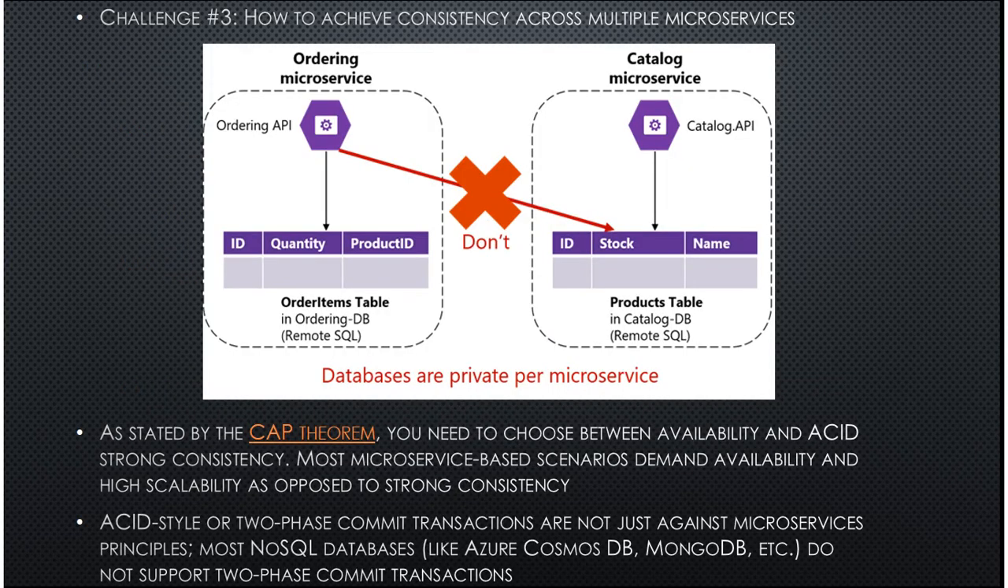And how to achieve consistency across multiple microservices here? You see, never call this service directly. This is a bad design. The CAP theorem that I just mentioned earlier applies here. There are ways to do that, so we'll discuss it later.